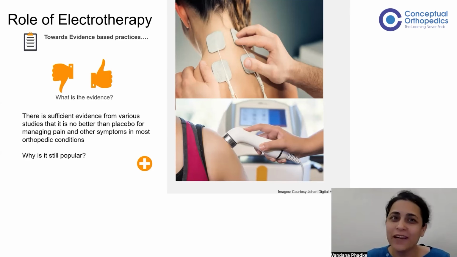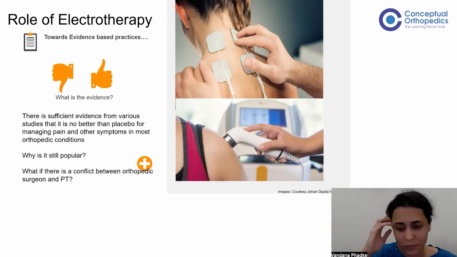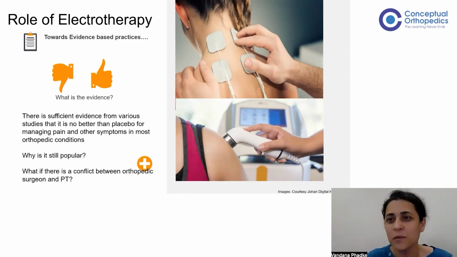So I would ask orthopedic surgeons to refrain from writing these prescriptions for physiotherapists, because the problem that happens is when a patient gets a prescription from an orthopedic surgeon for IFT, TENS or SWD, and I deny that to the patient, then there is a conflict, and that is not good. So it's better to be on the same page, both as surgeon and therapist. Let it be my discretion whether I want to use electrotherapy or not.